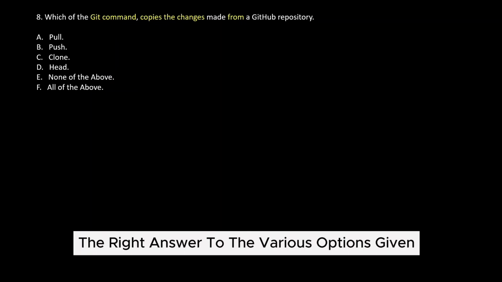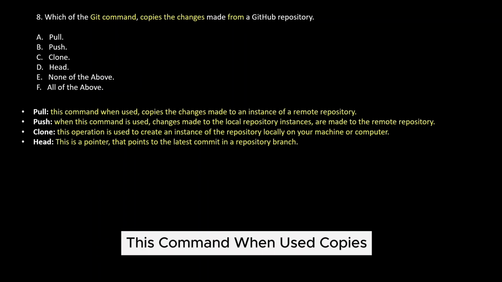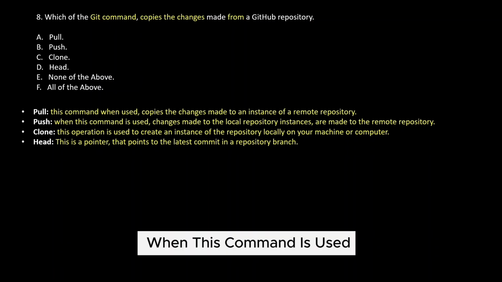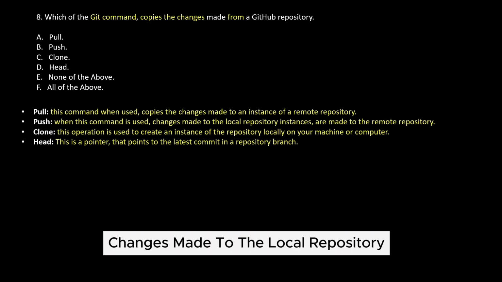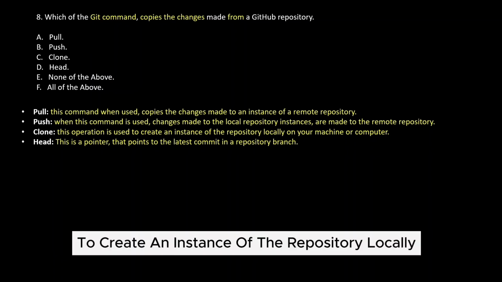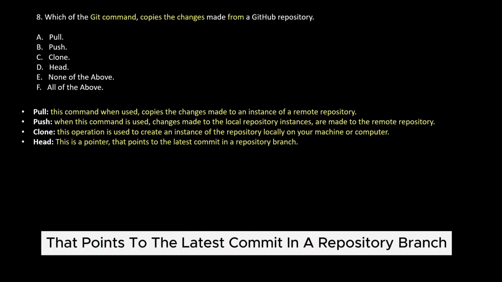To be able to understand the right answer to the various options given, let's define the various Git commands. Pull. This command, when used, copies the changes made to an instance of a remote repository. Push. When this command is used, changes made to the local repository instances are made to the remote repository. Clone. This operation is used to create an instance of the repository locally on your machine or computer. Head. This is a pointer that points to the latest commit in a repository branch.